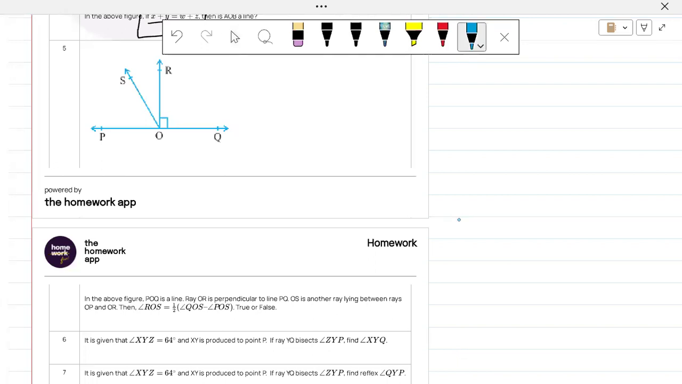Now come to question number 5. This question is important as per examination point of view. It is frequently asked in your exams. In this question, what is given? POQ is a line and OR is perpendicular to line PQ. That means this angle is equal to 90 degree. After it is given that OS is another ray lying between ray OP and OR. And this thing you have to prove.